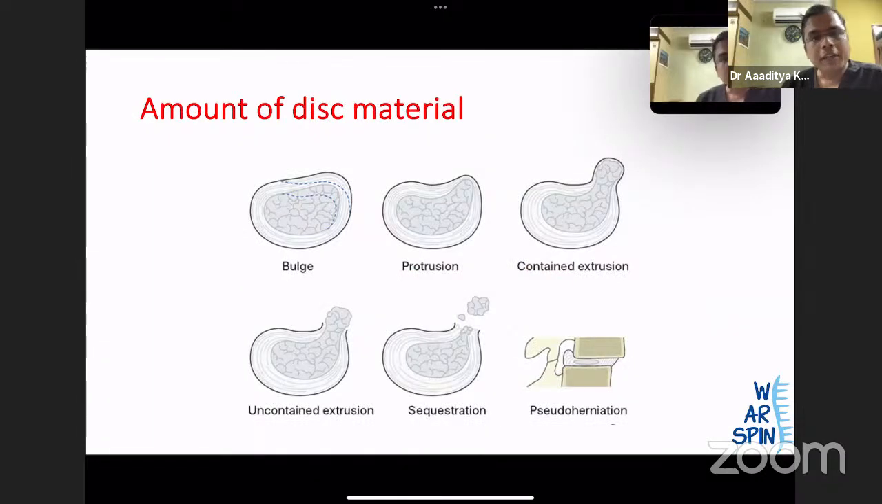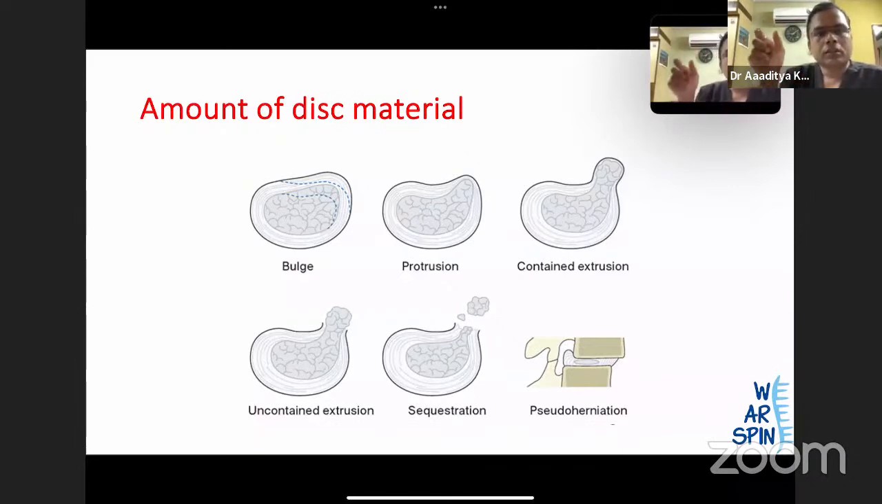Depending on the amount of disc material which has come out, we can classify this into bulge, where there is just an outpouching of the nucleus pulposus of the annulus fibrosus, compared to herniation, which is seen in the canal. Contained extrusion is where the diameter of the herniation in the canal is broader compared to the base of the herniation, and where the annulus is intact. Uncontained extrusion is where the diameter of the herniation is broader compared to the base, and where the annulus is breached.